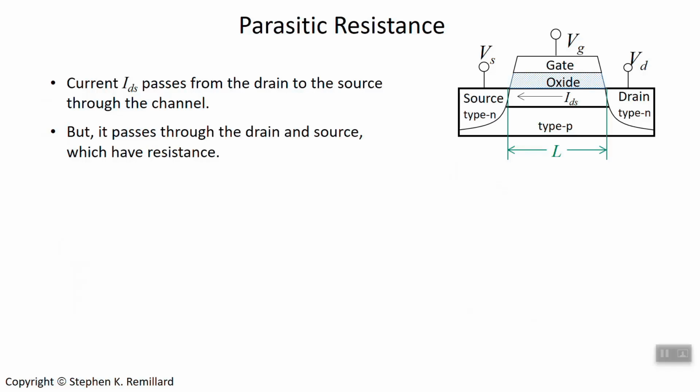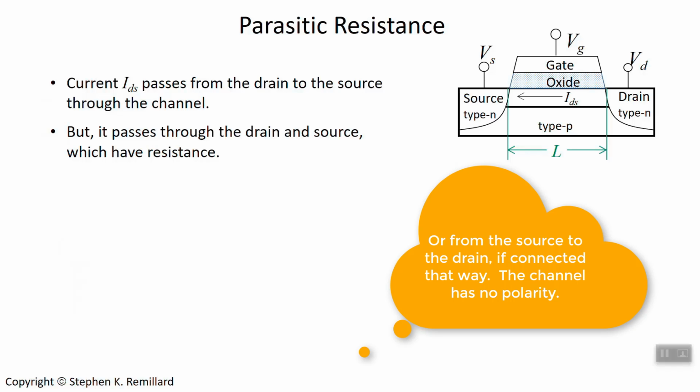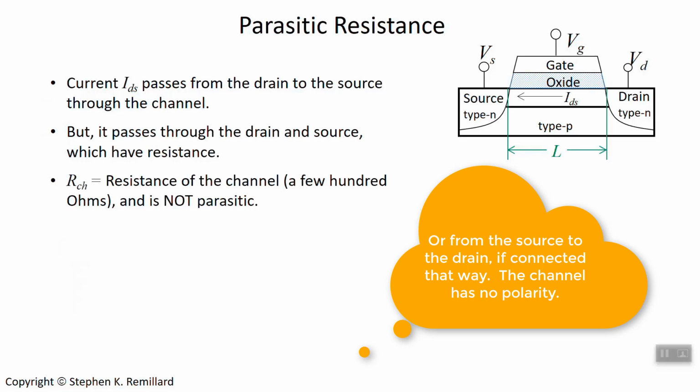Channel resistance is regarded as the intrinsic resistance of the MOSFET, but the drain and source resistance are referred to as parasitic resistances. They are not necessarily things that aid the performance of the device. Current is going to go from the drain to the source through the channel, but it has to go through these extra resistances. R sub CH is the channel resistance.